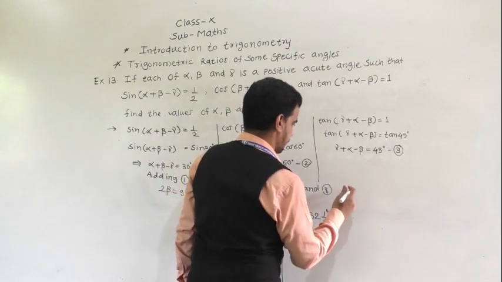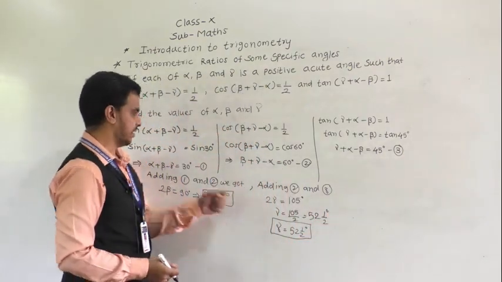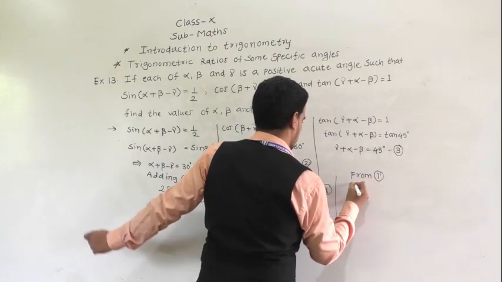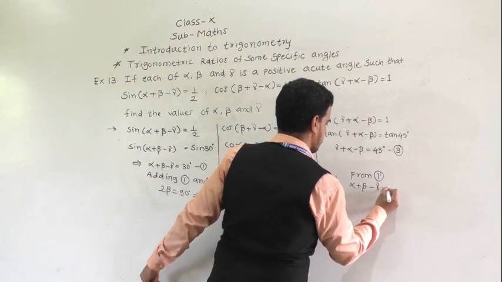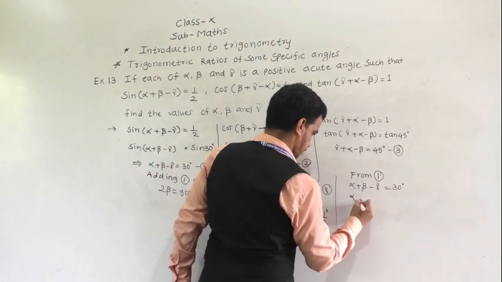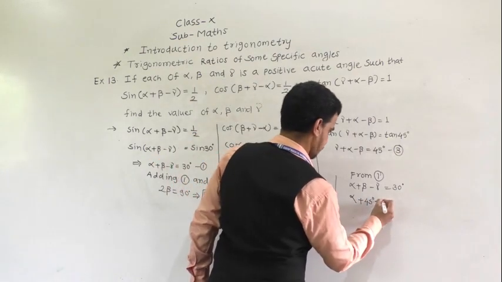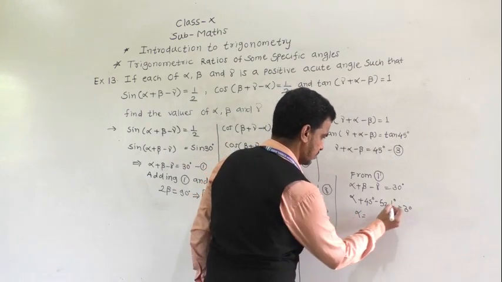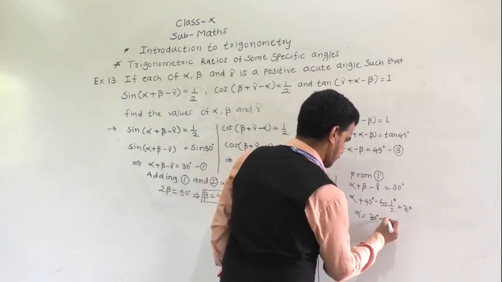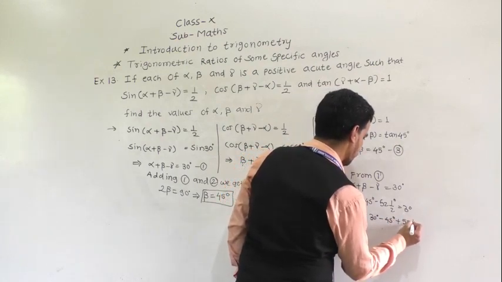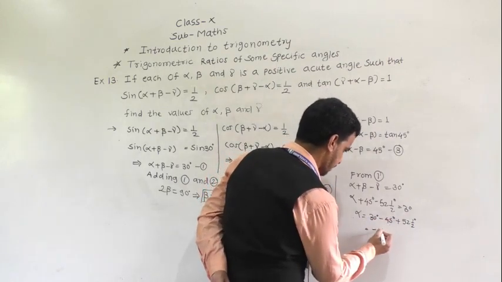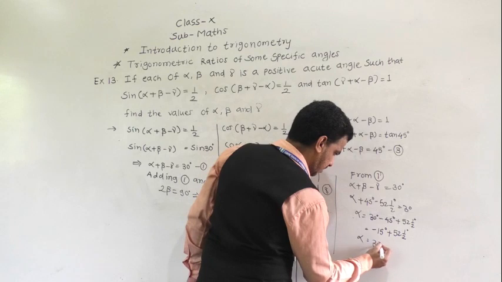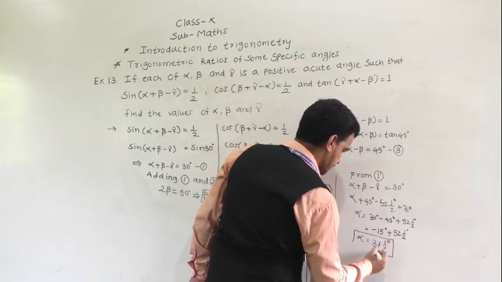And now we have to find alpha, so put these two values, beta and gamma, in any one equation. If we put these values in equation 1, from 1, alpha plus beta minus gamma is equal to 30 degree. So beta is 45 degree minus gamma is 52 and a half degree is equal to 30 degree. So alpha is equal to, if we shift this side, 30 degree minus 45 degree plus 52 and a half degree, okay? So 30 degree minus 45 degree, that is minus 15 degree, plus 52 and a half degree. So alpha is equal to 37 and a half degree, okay?